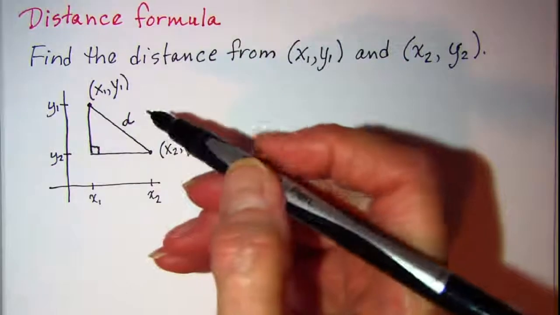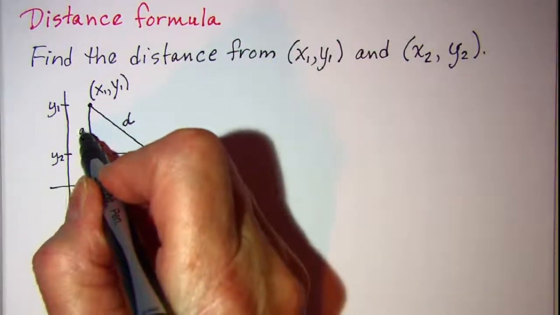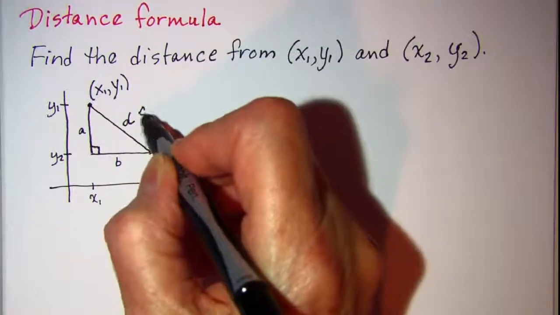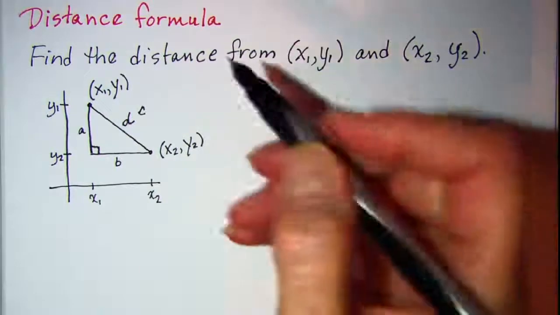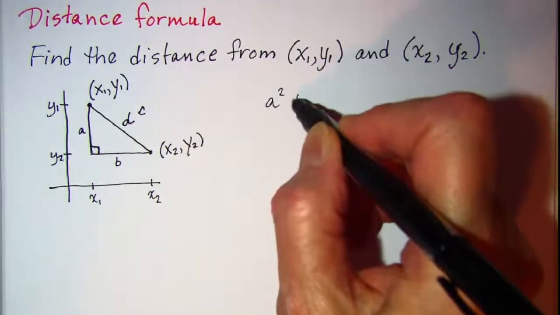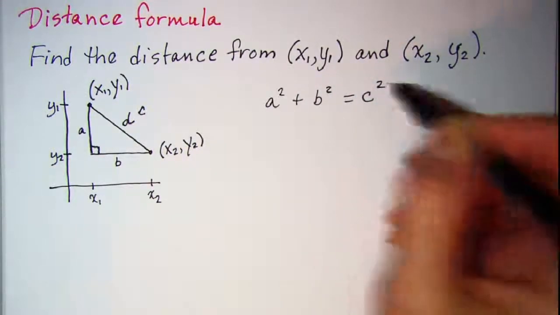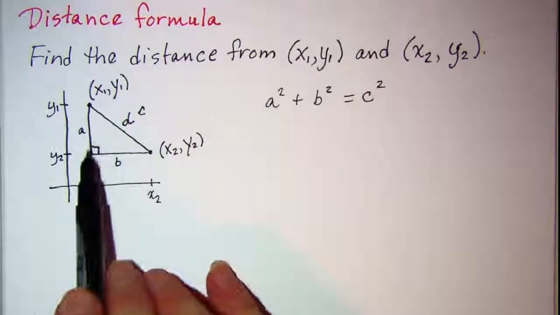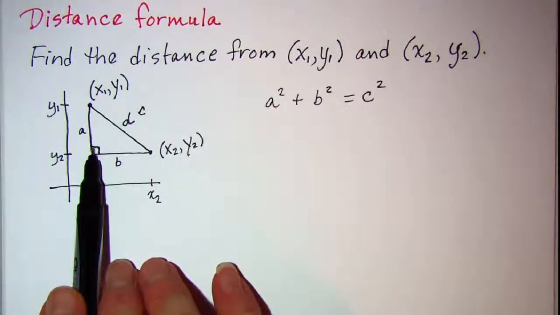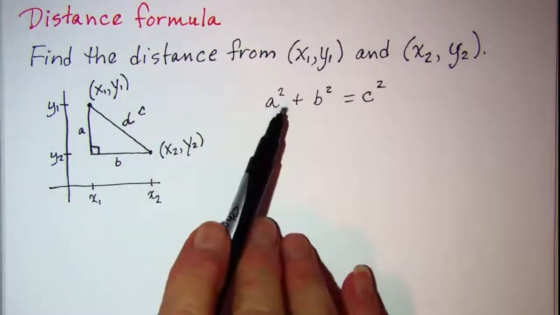We can call this side A and this side B if you want, and this would be normally C for our Pythagorean theorem, and we know that that's A squared plus B squared is equal to C squared. So I need this distance of my vertical side, and then I need to square that.